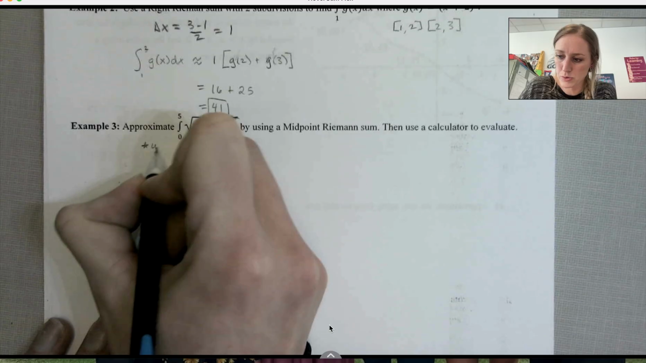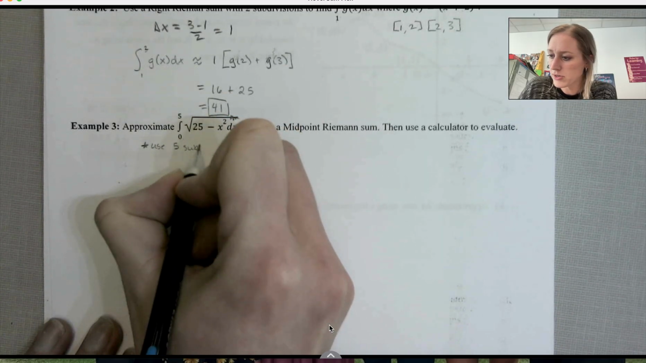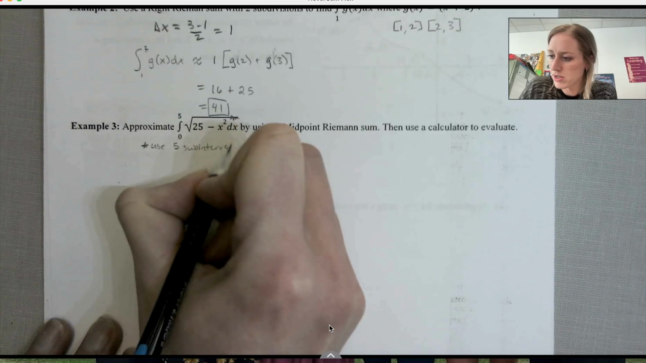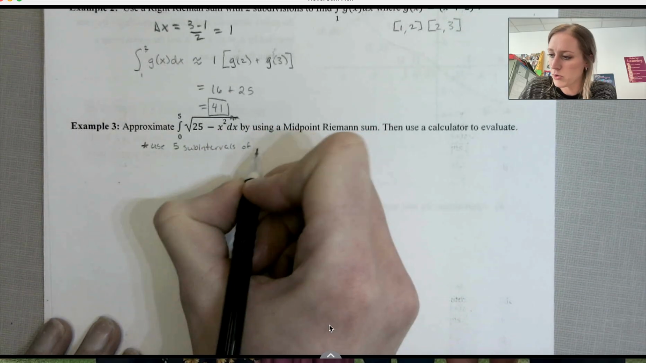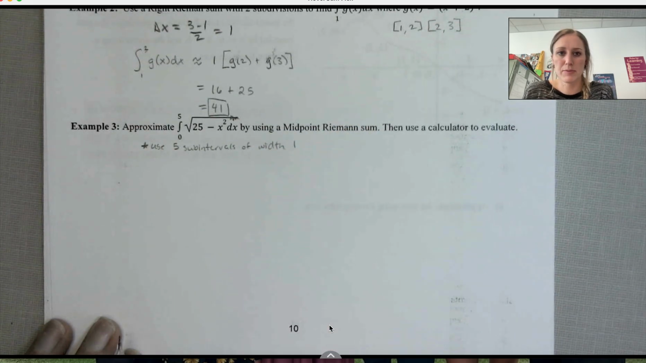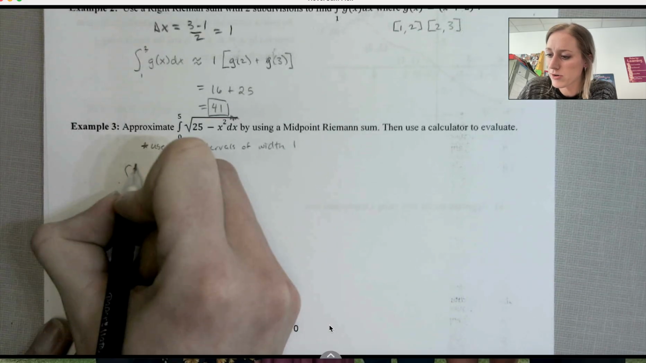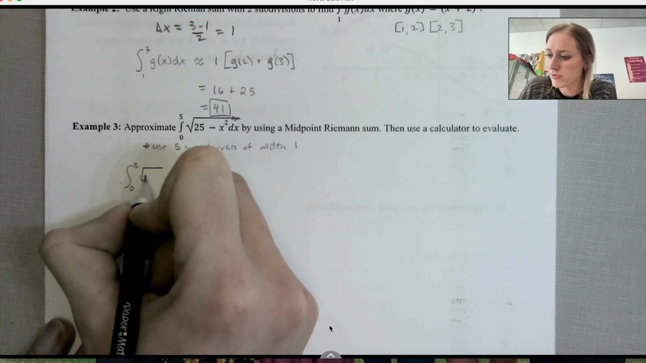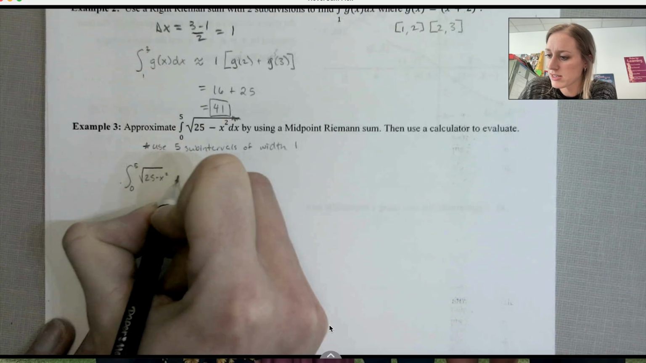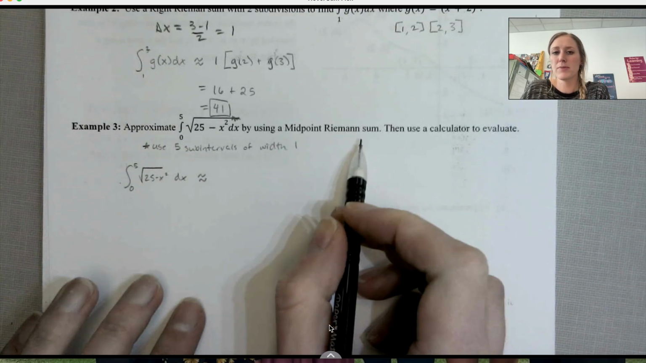We are going to use 5 subintervals of width 1. Okay, sorry, we need that piece too. All right, so here we have the integral from 0 to 5 of the square root of 25 minus x squared dx, which is going to be approximately, using our midpoint sum.